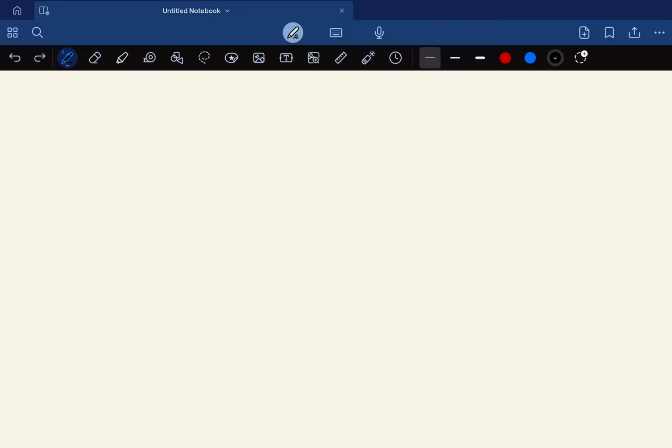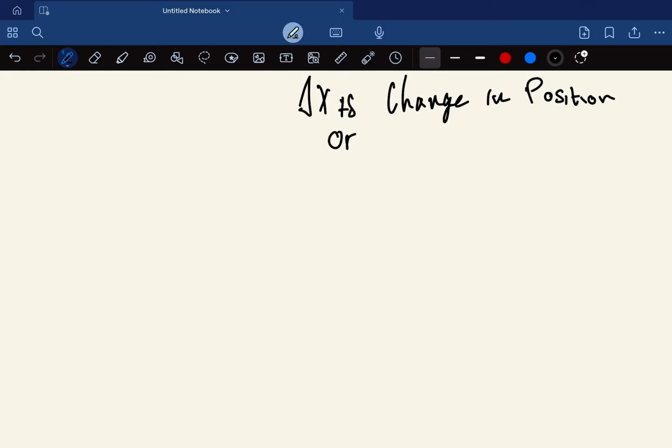So I'm going to start by listing off all the equations. I'm just going to write on the side what everything means. So delta x is the change in displacement or change in position, or displacement. I say or, but those are the same. Change in position is displacement. I just added the or as a different way to refer to it.